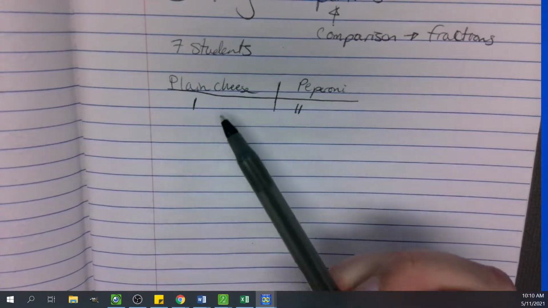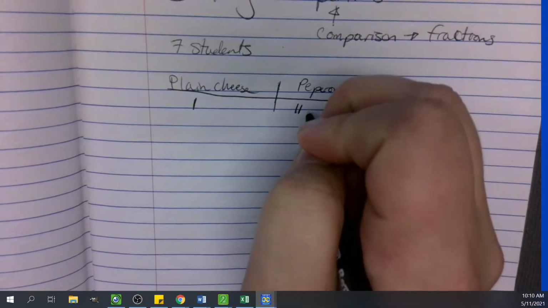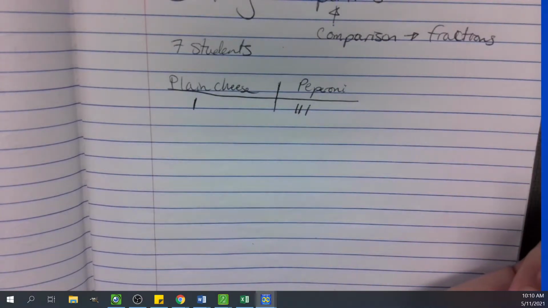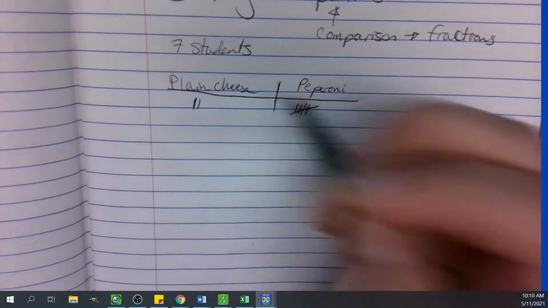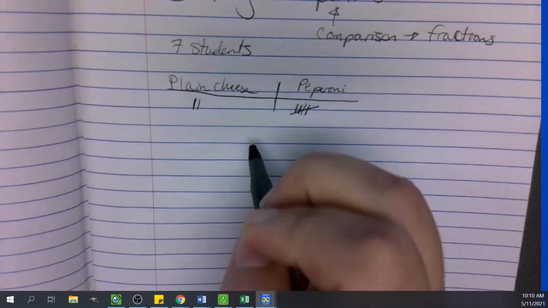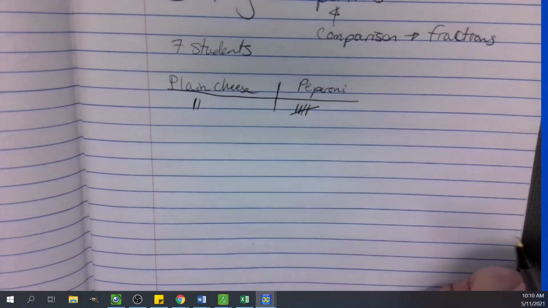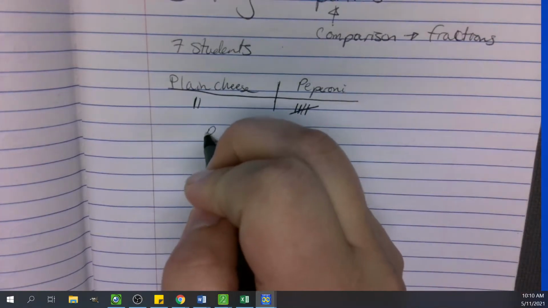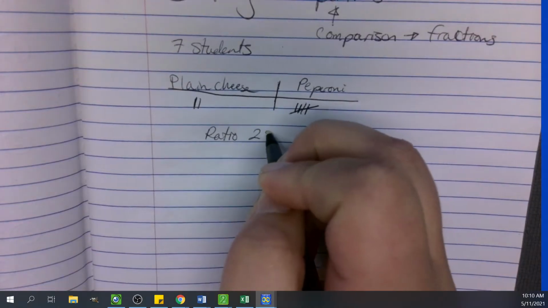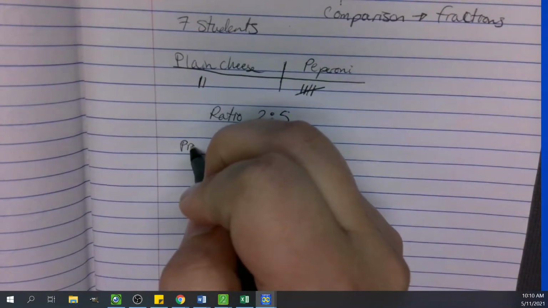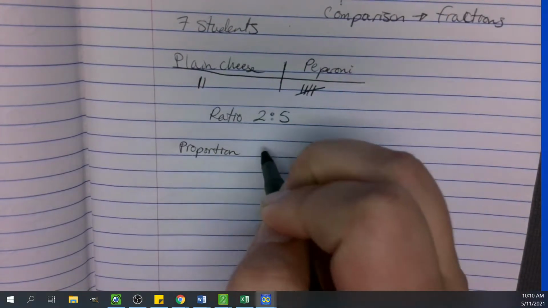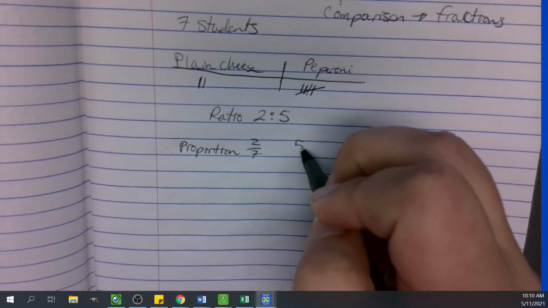Jacob, which one would you rather have, plain cheese or pepperoni? Okay. Gustavo? Diego? Oscar? Cheese. Okay, so our ratio here is 2 to 5. Our proportion is 2 out of 7 and 5 out of 7.